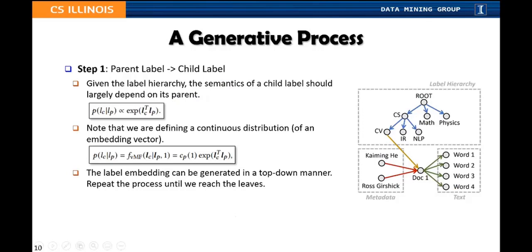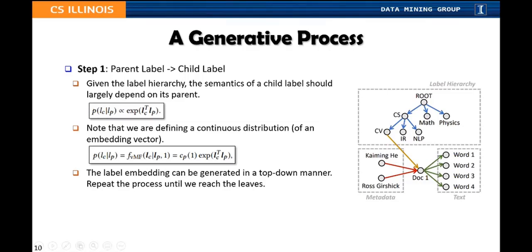The process is illustrated in the right figure. It has three main steps. In the first step, the embedding of the child label will be generated by the embedding of its parent label. The intuition here is that given the label hierarchy, the semantics of a child label should largely depend on its parent. So inspired by the softmax function, we define the conditional probability as follows.